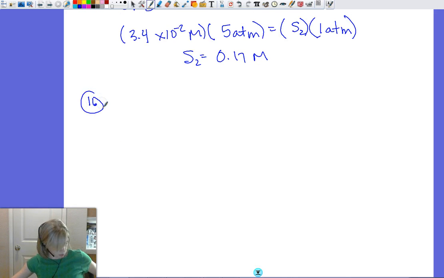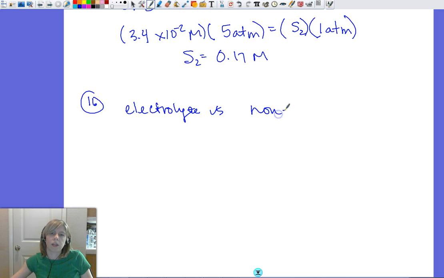And 16, it says, why is the change in freezing point when a 1 molar solution of potassium chloride is prepared so much more dramatic than when a 1 molar solution of sugar in water is tested? So just remember that this is a case of electrolyte versus non-electrolyte.